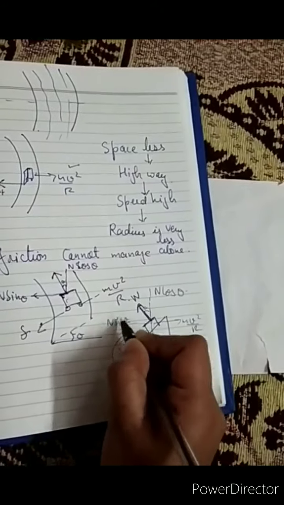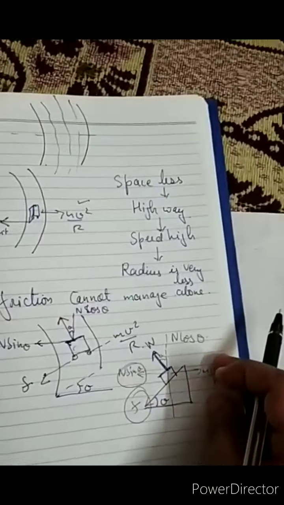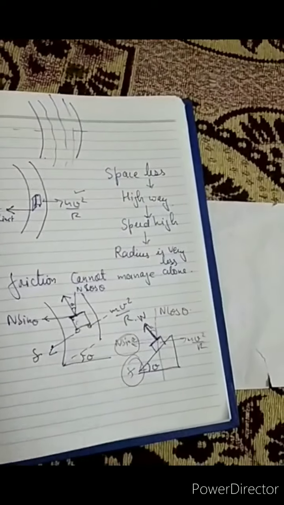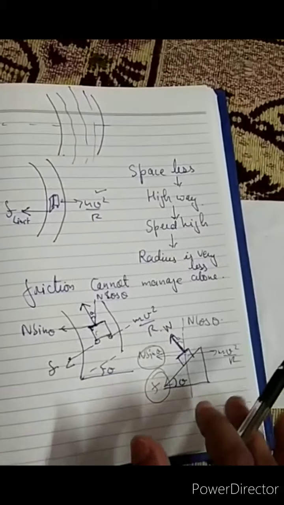So friction force and N sin theta will be in the same direction, which will balance mv square by r. So banking will give you an extra force, an extra factor, which helps you to stay on the road.